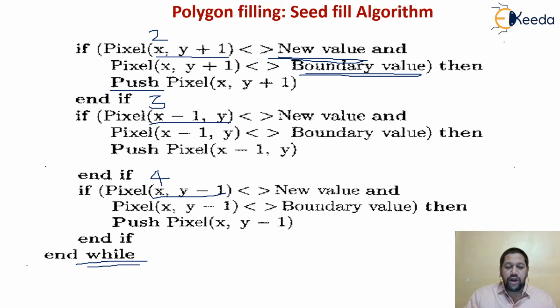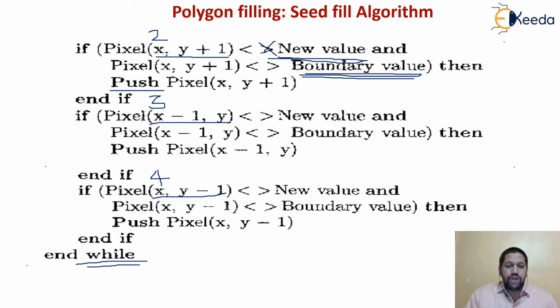So this while loop will continue unless and until my condition fails. The condition fails if the neighboring pixel is already filled with the new value or polygon color, and then it will terminate. Or if the pixel is already set with the boundary value, meaning I have reached the boundary, definitely we are going to terminate the while loop. I will come out of this while loop.